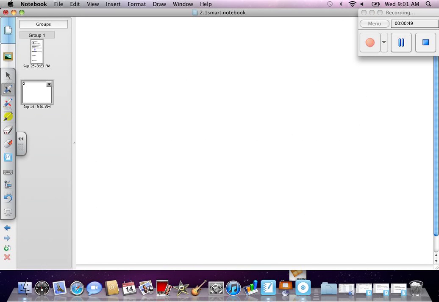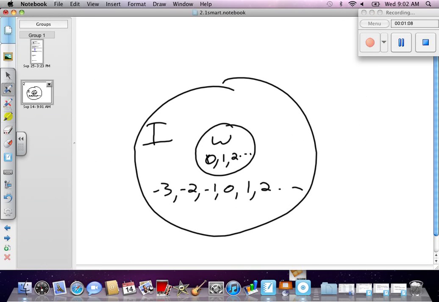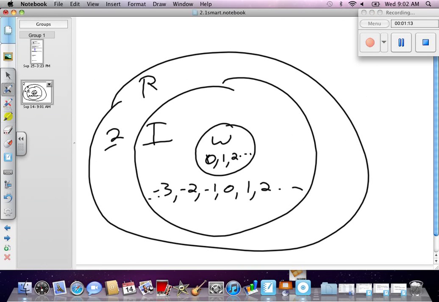Okay. We're going to start with this. We've got whole numbers. Whole numbers are 0, 1, 2, and so on. Then we've got integers. Integers are like -3, -2, -1, 0, 1, 2. Rationals are your fractions and your decimals that end or repeat. Okay? If I say number 2, 2 is a whole number, an integer, and a rational. If you're an integer, you are also a rational. But if you're a rational, you're just a rational.